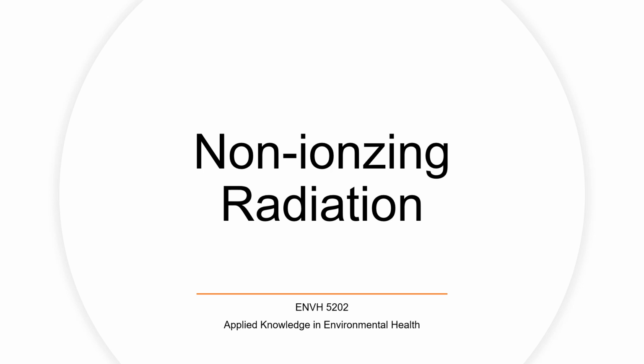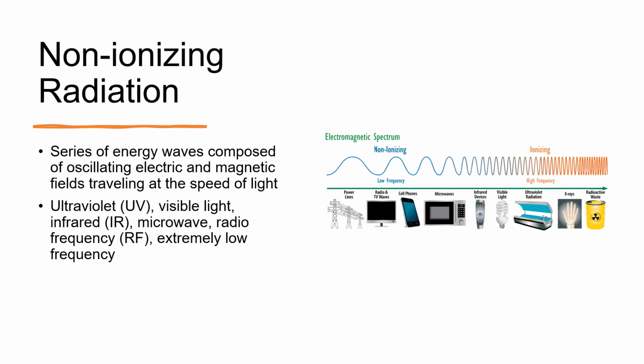In this lecture, we will discuss non-ionizing radiation, which is different from our previous lecture on ionizing radiation. So now that we have discussed ionizing radiation, we're going to talk a little bit about non-ionizing radiation. Non-ionizing radiation can be defined as a series of energy waves composed of oscillating electric and magnetic fields traveling at the speed of light. Ionizing radiation is on the higher frequency end of the spectrum.